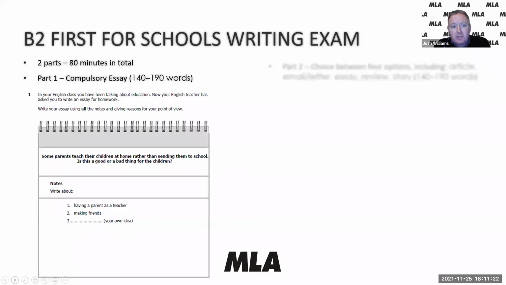But as you can see, you generally have a statement or a question. Some parents teach their children at home rather than sending them to school. Is this a good or a bad thing for the children? And then you have notes: point one, having a parent as a teacher; point two, making friends; and point three, your own ideas. Now, you need to write about point one, point two, and point three, which is your own idea. So it's not a choice.